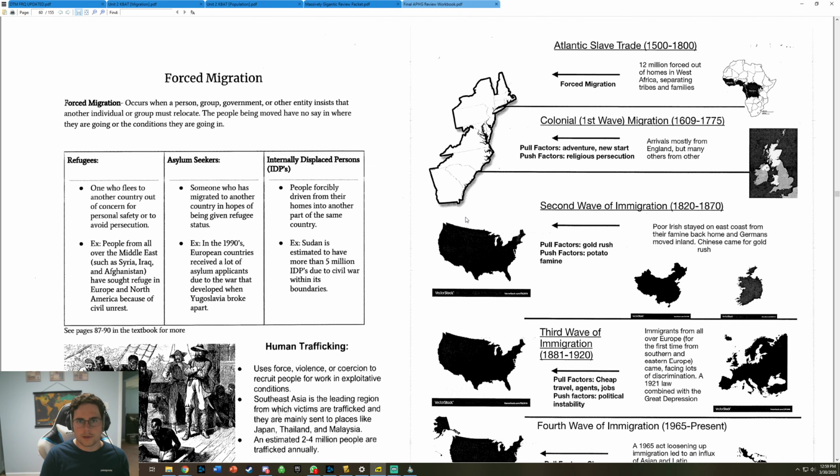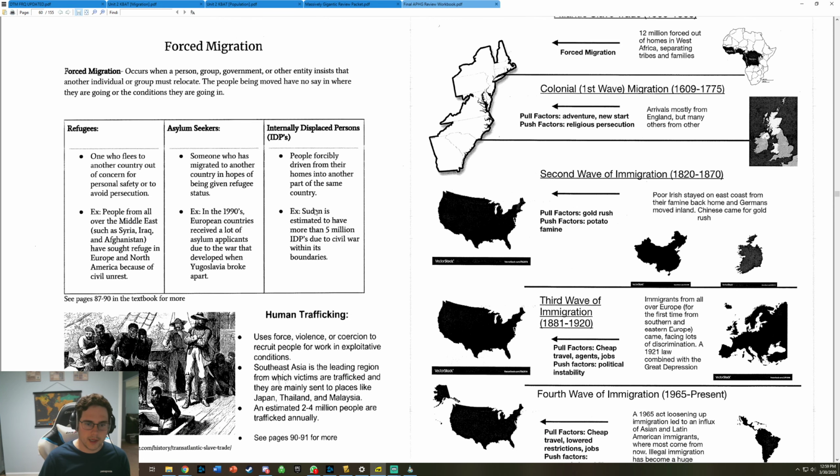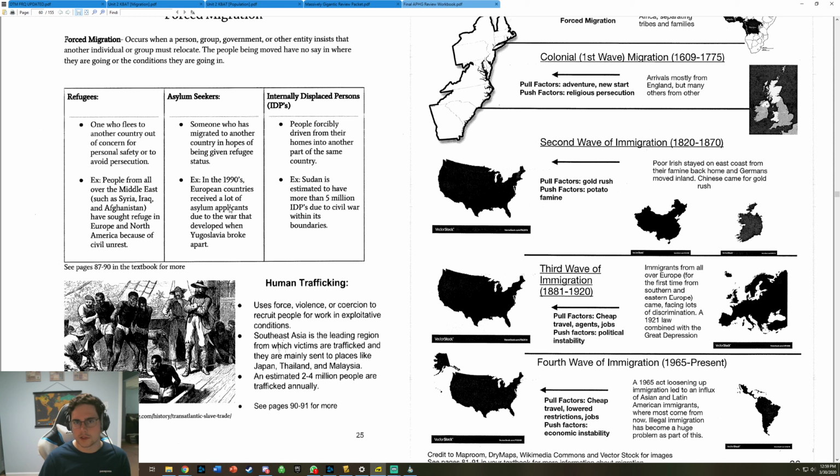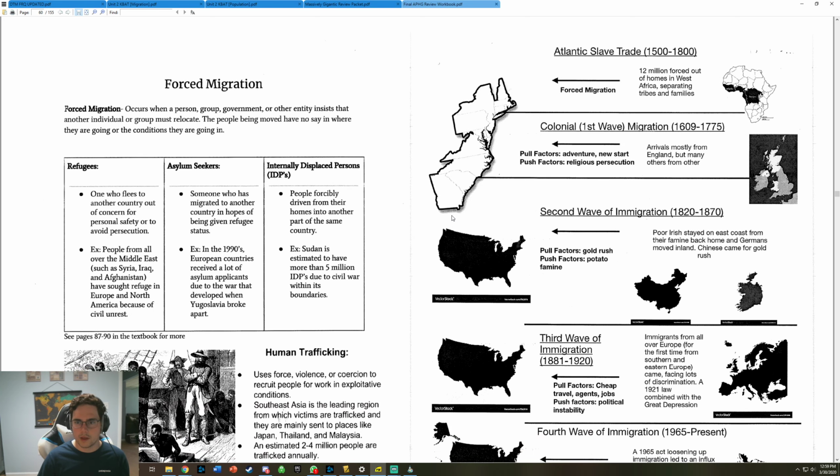Forced migration is when you have no choice but to leave. We covered this with Yugoslavia and with Syria. There are wars in Iraq and Afghanistan as well. These are people forced to leave for various reasons: economic, social, political, or environmental. We already covered that.